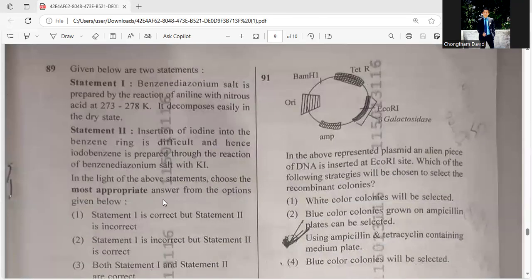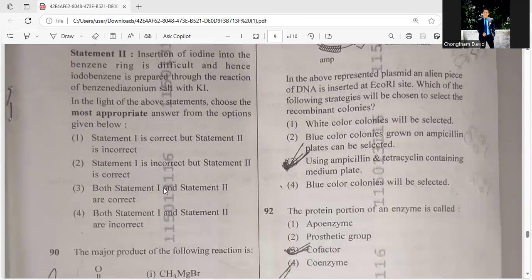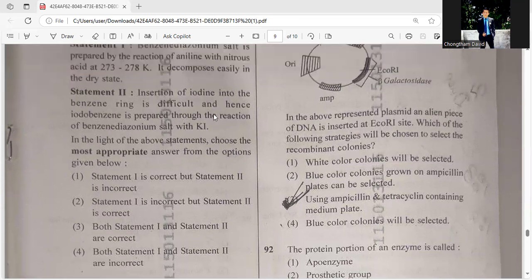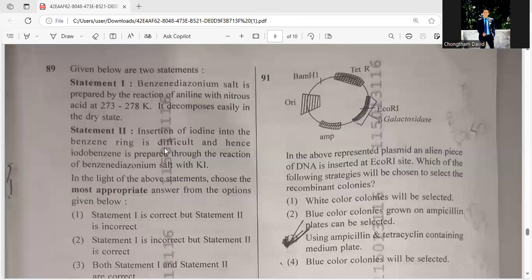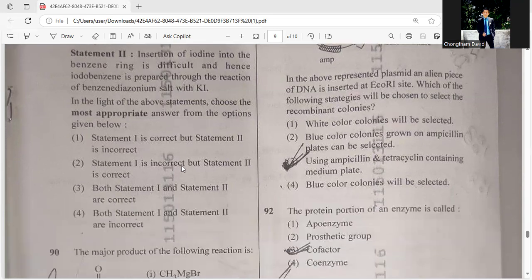89. This is the second to last question. Statement number 1 says benzene diazonium chloride salt is prepared by the reaction of aniline with nitrous acid. It decomposes easily in the dry state. Statement 1 is correct. Statement number 2, let us read. Insertion of iodine into the benzene ring is difficult, and hence iodobenzene is prepared through the reaction of benzene diazonium salt with potassium iodide. This is incorrect. So 1 correct, 2 incorrect. Answer is option number 1.